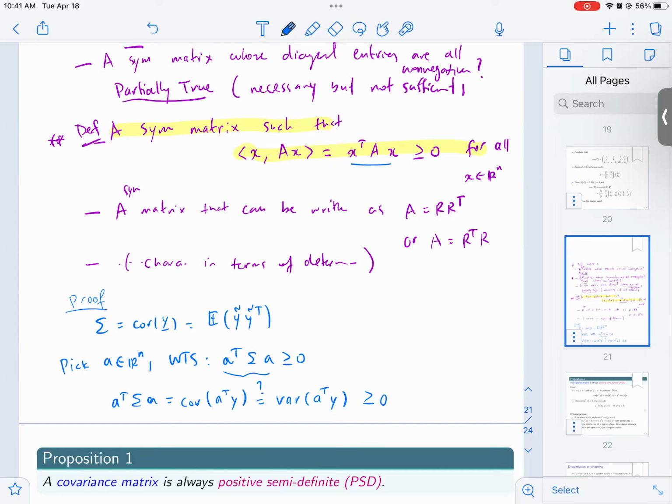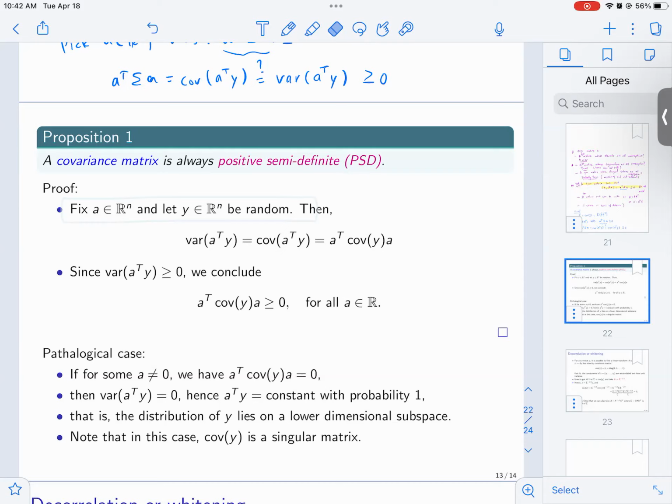Sounds good? So every covariance matrix has to be positive semi-definite, because this is always going to be true: this is the variance of something, and the variance of something is not negative. The opposite is also true, but we're not going to show it. Every positive semi-definite matrix is the covariance of some random vector. So there is a one-to-one correspondence. You can think of positive semi-definite matrices and covariance matrices as sort of the same class of matrices.